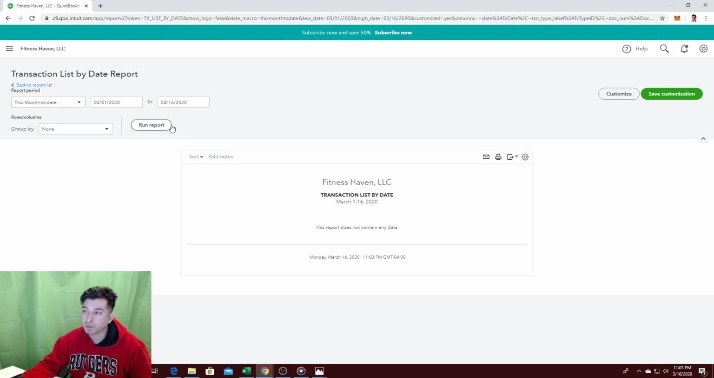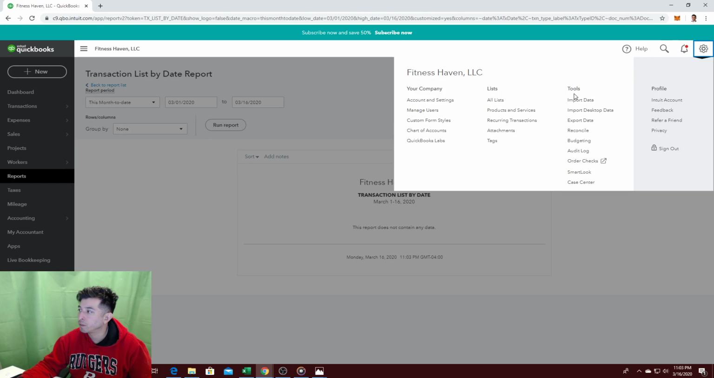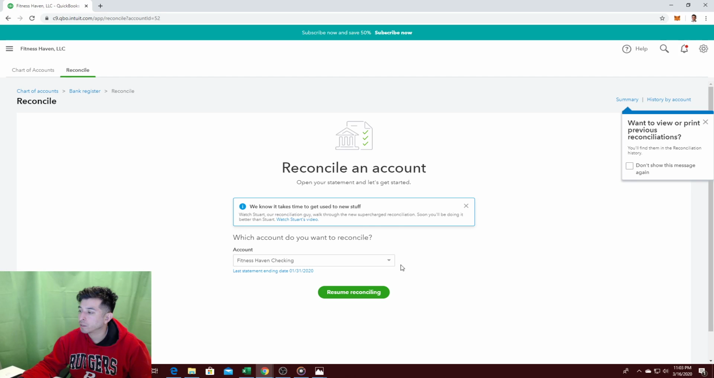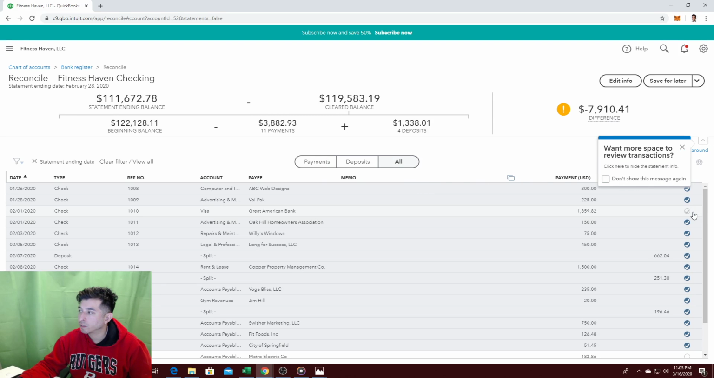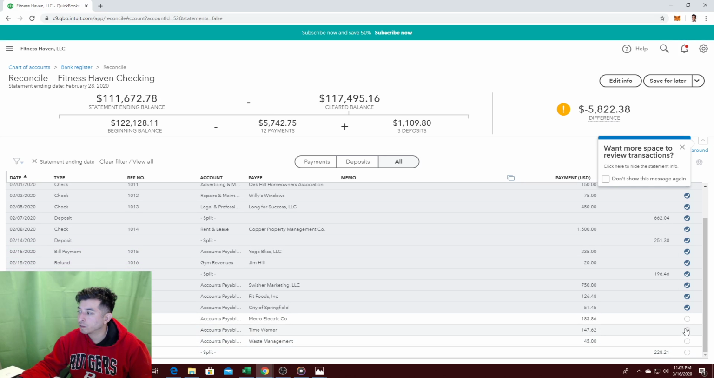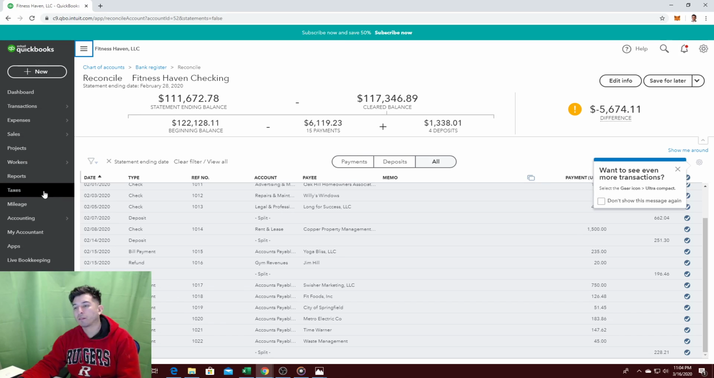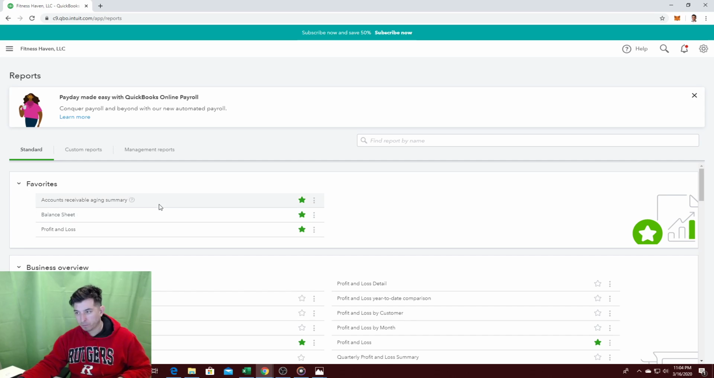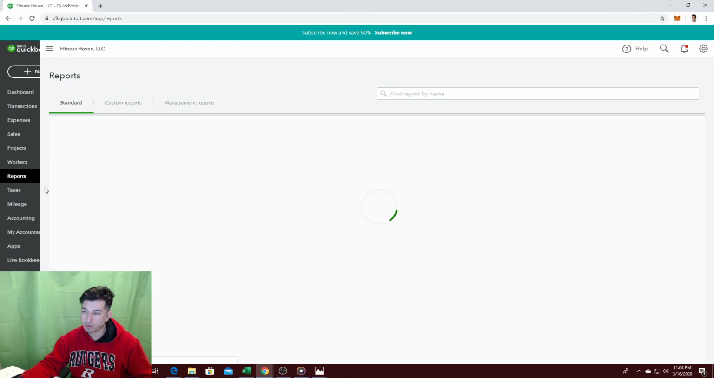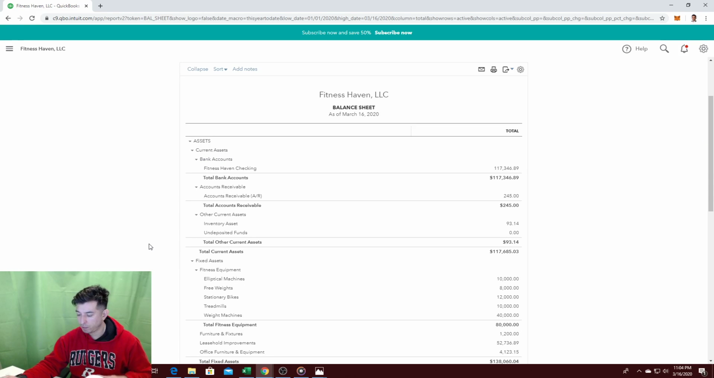So now we'll go back to see how the reconciliation looks. Resume reconciling. Oh, looks terrible. Well, let's look at this. Oops, not that. Reports, balance sheet. Like I mentioned earlier, our checking account was different from what the book is, but now I see why it is.